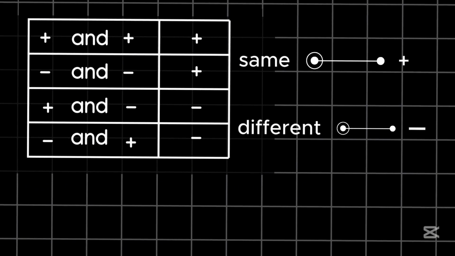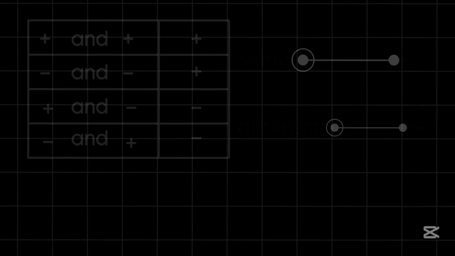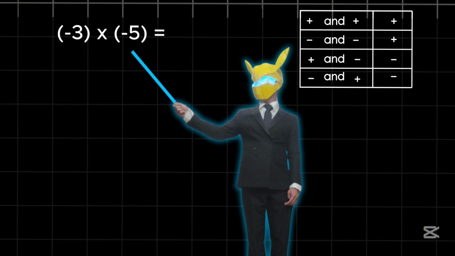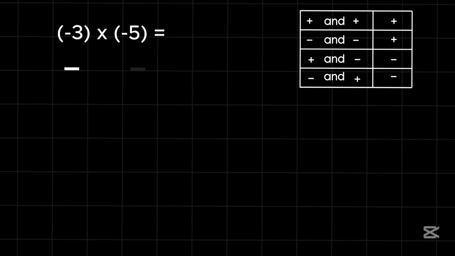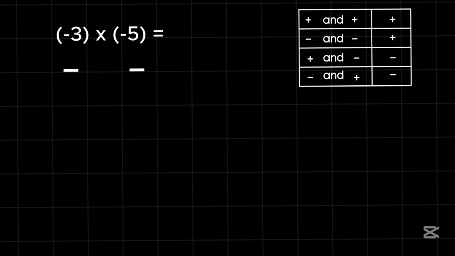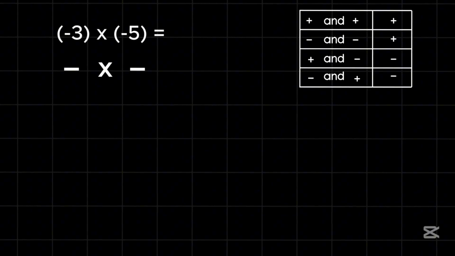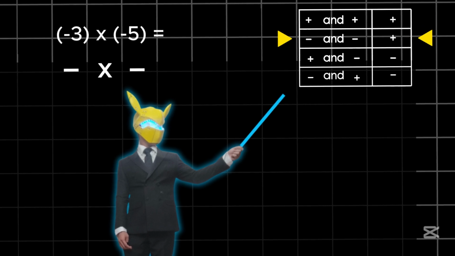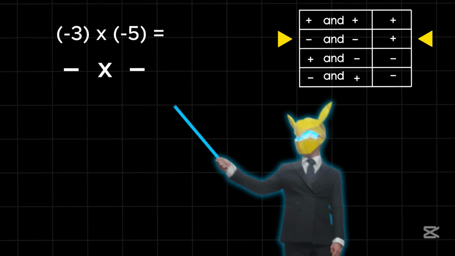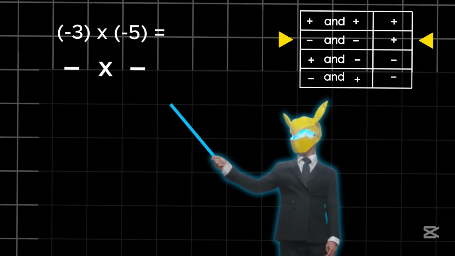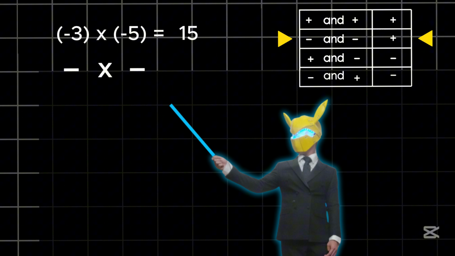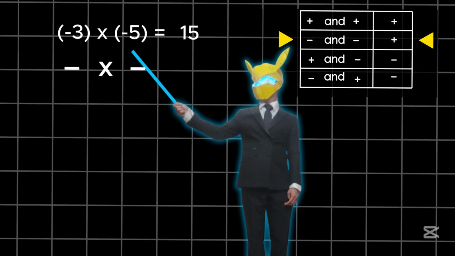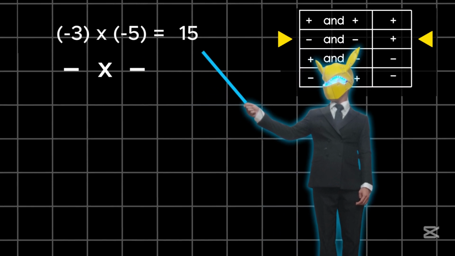I just threw some information at you, but let's put it into practice. So let's say we have minus 3 times minus 5 in brackets. The minus 3 is a negative number and the minus 5 is a negative number, and we're multiplying two negative numbers together. If we look at our rules, a negative number times a negative number will give us a positive number. So minus 3 times minus 5 will give us a positive 15.